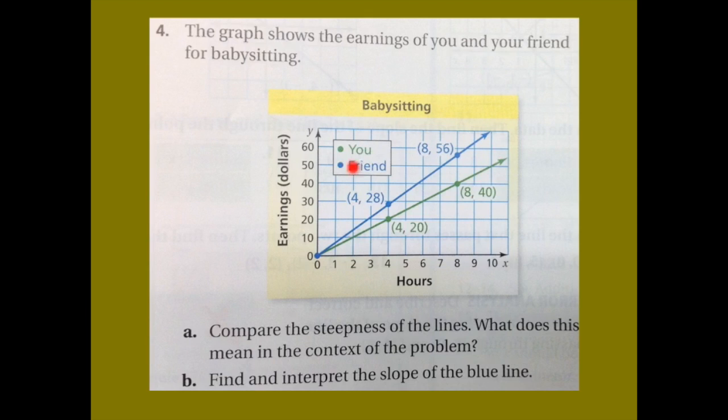Let's take a look at these 2 lines and try to answer A when we want to compare this. This is a graph that shows your earnings of you and your friend babysitting, and you can see these 2 different lines. Your friend is blue and you are green. How do you compare them? What is this telling you when you look at hours versus earnings in dollars?